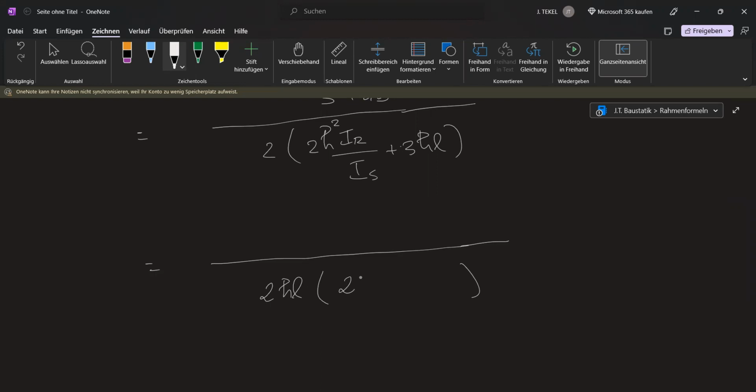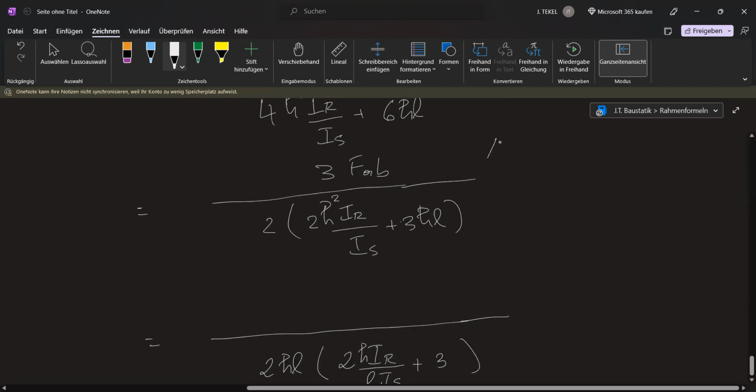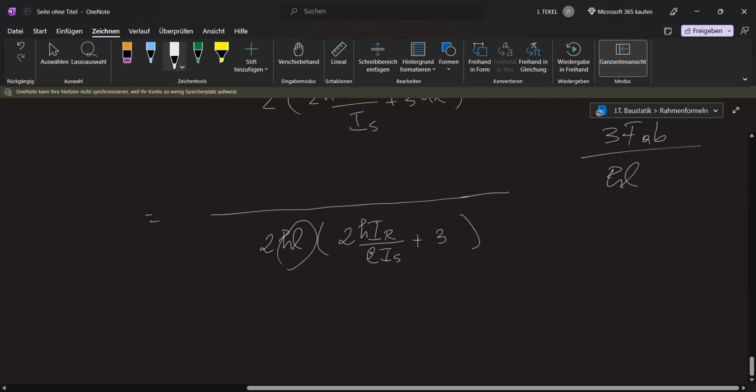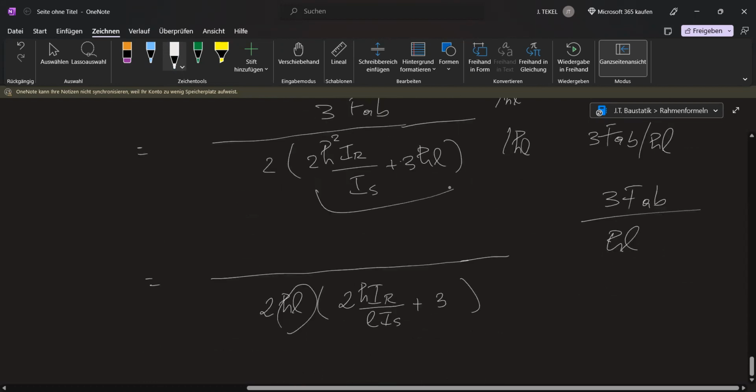So what are we gonna get? 2H IR divided by L IS plus 3. H times L divided by H times L equals 3. What we did here is we divided by H times L. You can say that we did 3 FAB divided by HL, and then what would that mean? That you have 3 FAB at the numerator, and you can write HL at the bottom, this one. And then for the denominator, we divide by HL. That's the operation we did in here.